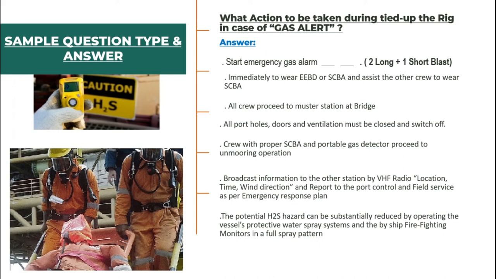Crew with proper SCBA and portable gas detector proceed to unmoor the vessel. Then broadcast information to the other stations by VHF radio, informing the location, time and wind direction, and report it to port control and field service as per the emergency response plan. The potential H2S hazard can be substantially reduced by operating the vessel protective water spray system, and it can also be reduced by the ship firefighting monitors in full spray pattern.